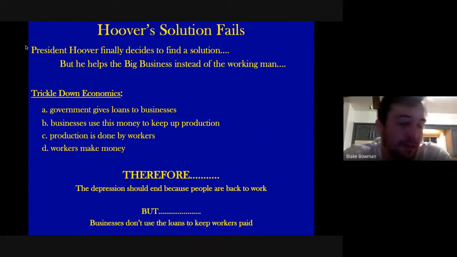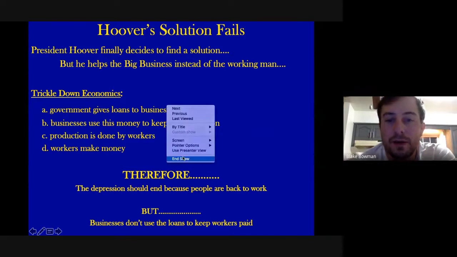Didn't work out. So that pushed Hoover to maybe think of a different idea. And we'll talk about some of these government-funded agencies and jobs to try to help provide for the people and give them an opportunity. All right, that's all I got for today.